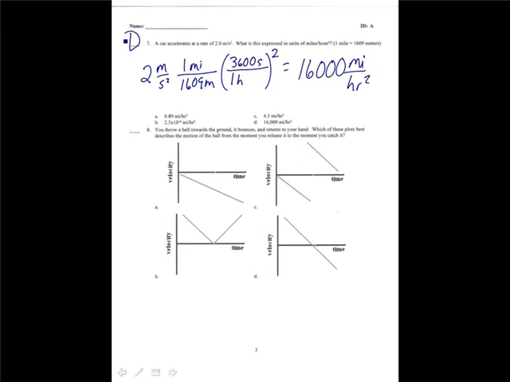You throw a ball towards the ground, it bounces and returns to your hand. So you throw a ball down towards the ground, it hits the ground and bounces and then goes back up again. Which of these plots best describes the motion of the ball from the moment you release it to the moment you catch it?